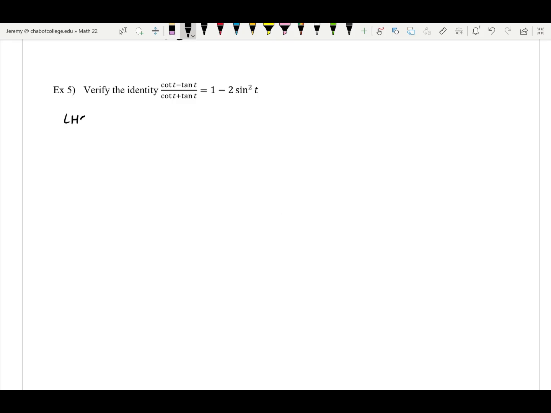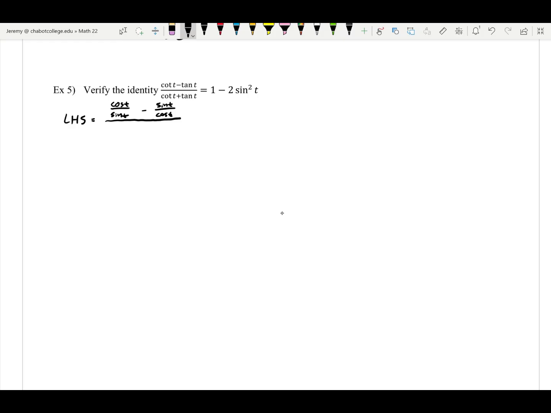So the left-hand side, and yeah, cotangent and tangent, not my favorite trig functions to be working with. Let's try getting this all in terms of sine and cosine and just see what happens. See if any opportunities pop up. So cotangent is the same as cosine t over sine t, minus tangent, which is sine t over cosine t.